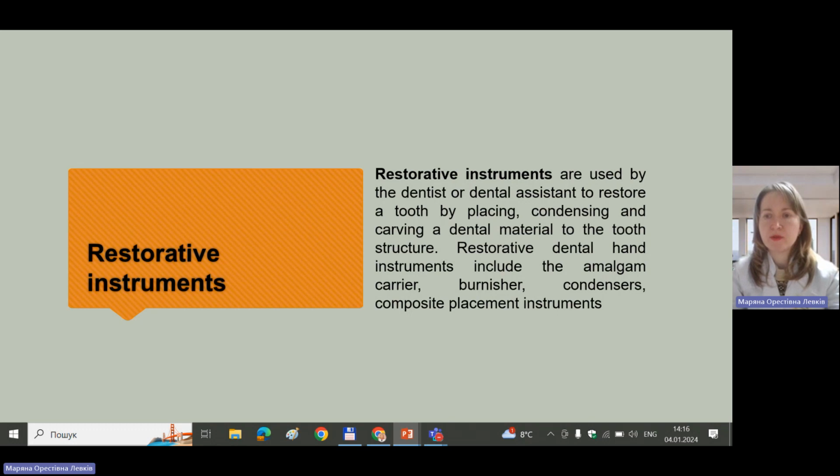Restorative instruments are used by the dentist or dental assistant to restore a tooth by placing, condensing, and carving a dental material to the tooth structure. Restorative dental hand instruments include the amalgam carrier, burnisher, condenser, and composite placement instruments.